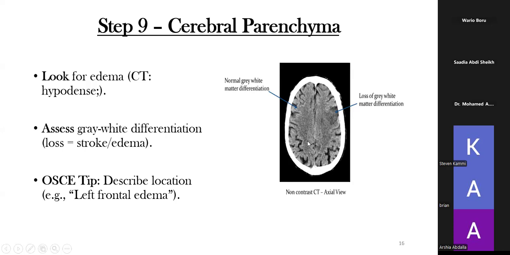So at the level of the cerebral parenchyma, what are you looking at? You're looking for any hypodensities, hyperdensities. You're assessing for gray-white matter differentiation. So you can see here, there's good gray-white matter differentiation, but you can see here, there's loss of gray-white matter differentiation. So I put this scan as an example so that you can see what you call effacement of gray-white matter differentiation versus normal. Then the tip I want to give you here, ladies and gentlemen, is describe the location.